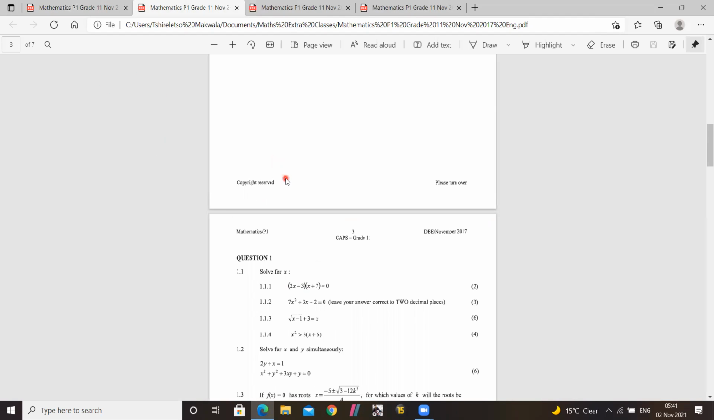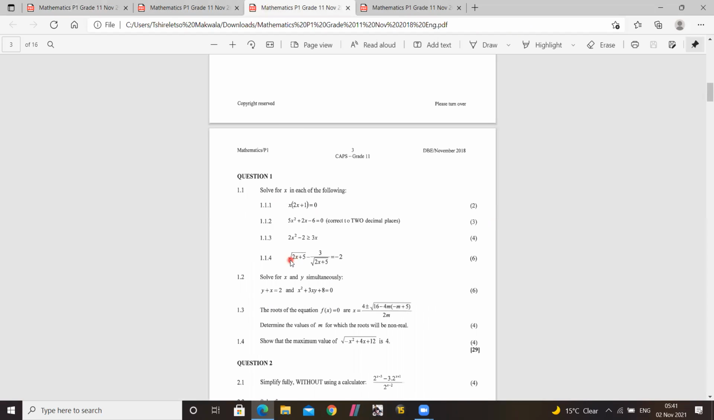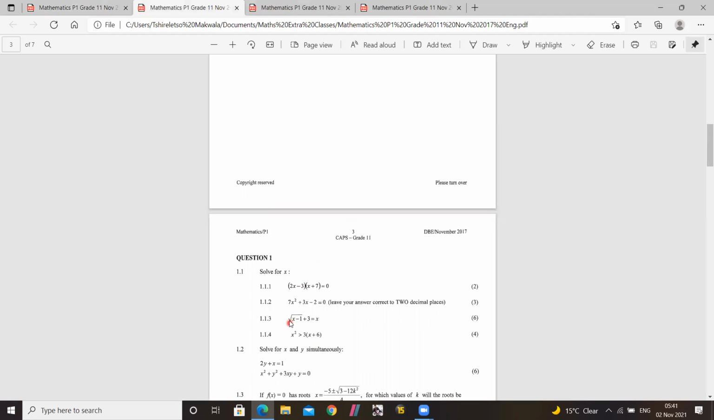Now let's move on. The fourth type of question is if there's a surd. So something like this. A surd, I mean a root sign. So what do you want to do? The first thing we want is to cancel out this surd, because we can't do anything with the square root.